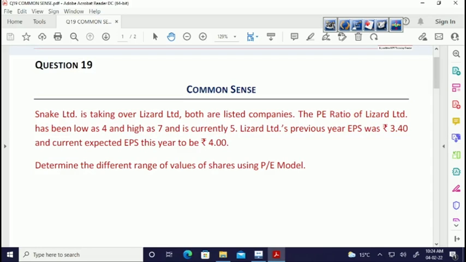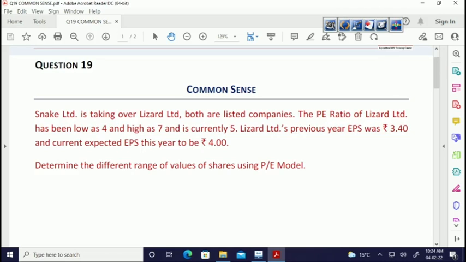Lizard's previous EPS was 3.4. Okay, previous means current. And the current EPS is 4. Maybe previous, I don't know. They've given 2 EPS, whatever. 3.4 and 4. Determine different range of values of share using P ratio model. They're trying to say calculate as many values as possible. So we have 3 different P ratios and 2 different EPS.